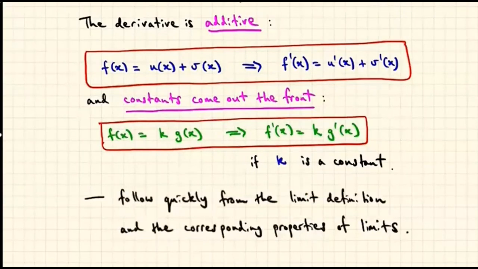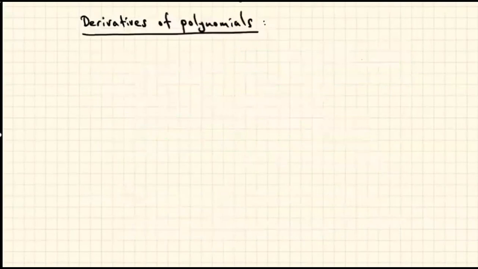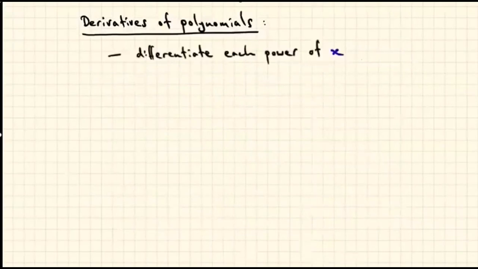It's now straightforward to differentiate any polynomial. You can differentiate any power of x, you see, multiply through by any constant, and add everything up.